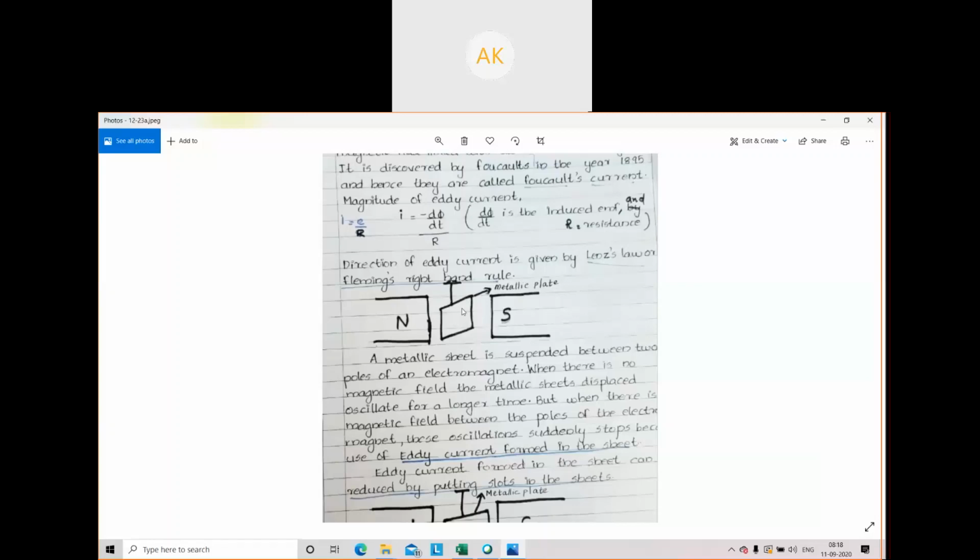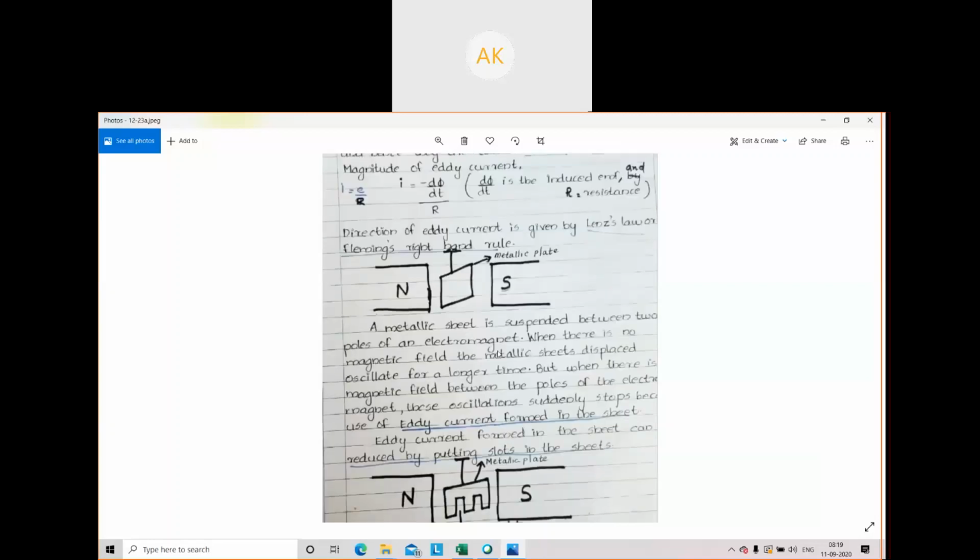It is the motion which is causing the change in magnetic flux. So opposing the cause, what is the cause? Change in flux. In order to oppose the change in flux, it induces an EMF and thereby sends a current in the form of eddies in the metallic plate. So that is eddy current. Due to the formation of eddy current, that metallic plate suddenly stops.